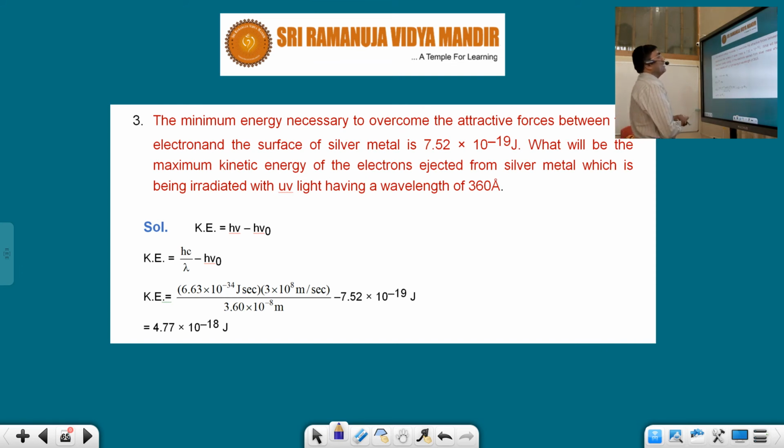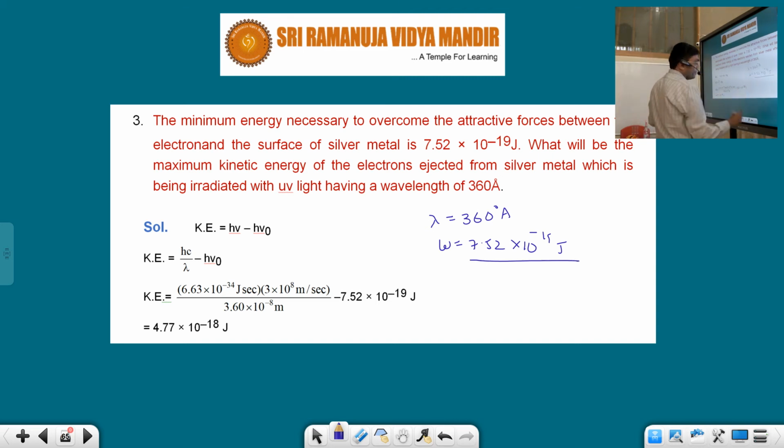The minimum energy necessary to overcome the attractive forces between the electron and the surface of the silver metal is 7.52 into 10 power minus 19 joules. That minimum energy is called the work function. What will be the maximum kinetic energy of the electron? So you have to find KE. Lambda is given as 360 angstroms, and W is given as 7.52 into 10 power minus 19 joules. Directly the energy is given in joules here.